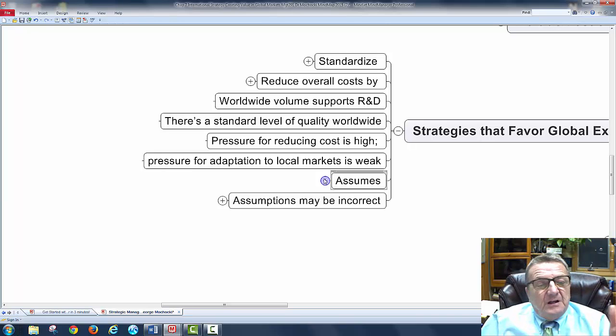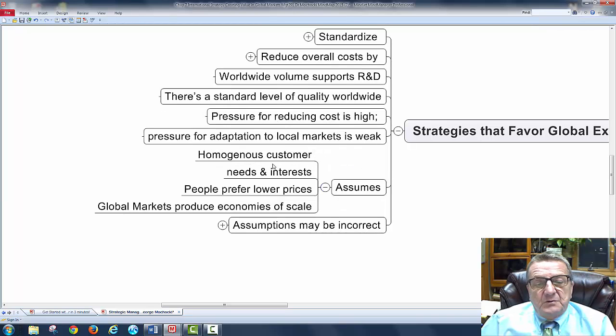It depends. There's not that much pressure for local markets. You've got to have it my way, because they figure if I adjust it to them, there's going to be a cost added to that. Okay, this assumes homogeneous customer needs and interests. People prefer lower prices. Global markets produce economies of scale. Those are just basic assumptions.